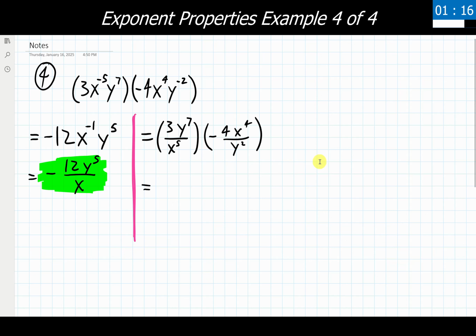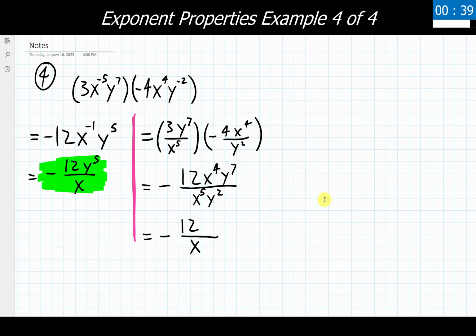When I do that, I'm going to get negative 12x to the fourth, y to the seventh in the numerator, and the denominator is going to be x to the fifth, y to the second. I can then apply the quotient property with the x's. Those are going to subtract, so 4 minus 5, that's going to give me a negative 1. The denominator has a higher exponent value, so that tells me that I'm going to have a single x left over in my denominator spot. So I have x down here.